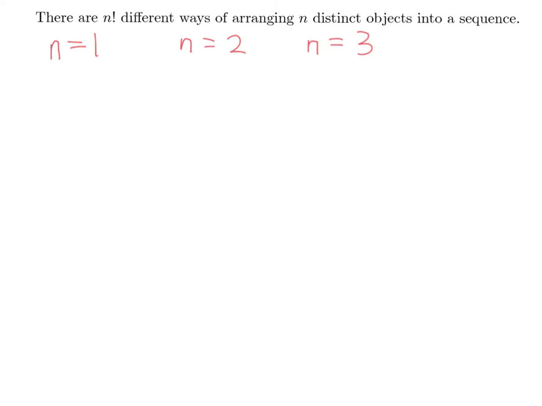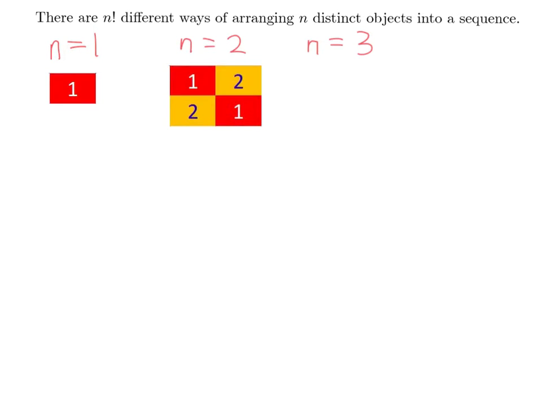Okay, let's start from n equals 1. When n is 1, there's only one object. Then, of course, we have only one way to arrange the object. If we have 2 objects, there are 2 different arrangements. Name the 2 objects 1 and 2. We can arrange 1 first and then followed by 2, or 2 first and followed by 1.